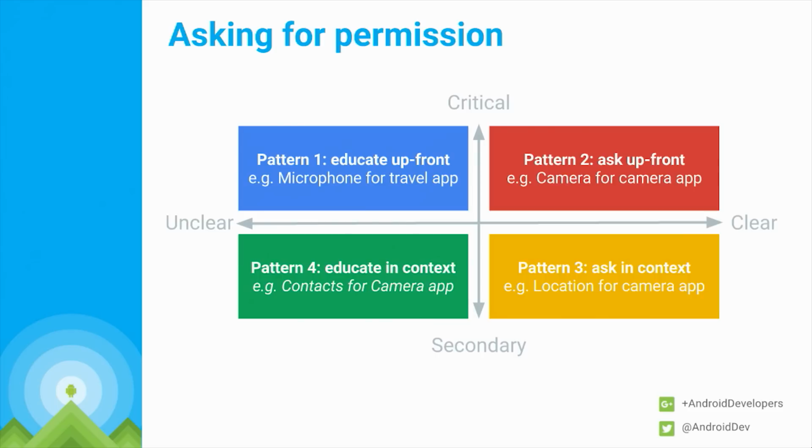For example, if I have a camera app, the camera permission is critical for my app. I mean, it will not work if I don't have the camera permission. However, location is a different story. Maybe I have a geotagging feature, but most users probably don't understand how location is related to photos. And in this case, probably I don't need this permission right away. It's not critical for my application to work. Also, it's about context. The other dimension of this matrix is the context. So is it clear to the user what you need the permission for, or is it not clear?